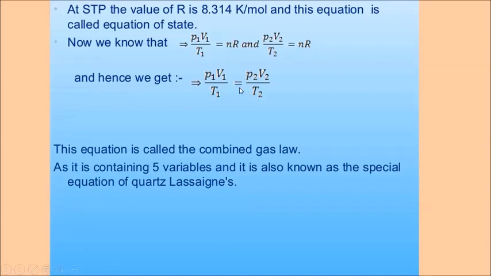Now here we can understand that R is constant in both cases. R is a universal constant and n is the number of moles. So in both cases it may vary or it may be equal, so depending upon the gas we can write that value. So what are the variables here? P1, V1 and T1, or P2, V2 and T2.